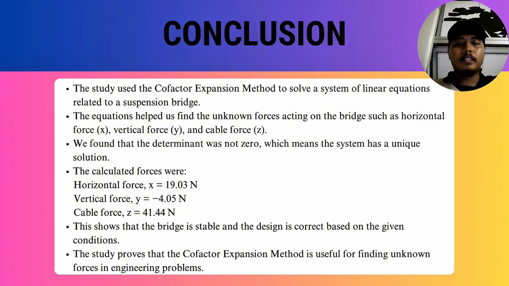So based on the calculated forces, we get that the horizontal force is X equal to 19.03 Newton, the vertical force is Y equal to negative 4.05 Newton, and the cable force is Z equal to 41.44 Newton. It shows that the bridge is stable and the design is correct based on the given condition and solution. The study proves that the cofactor expansion method is useful for finding unknown forces in engineering problems.